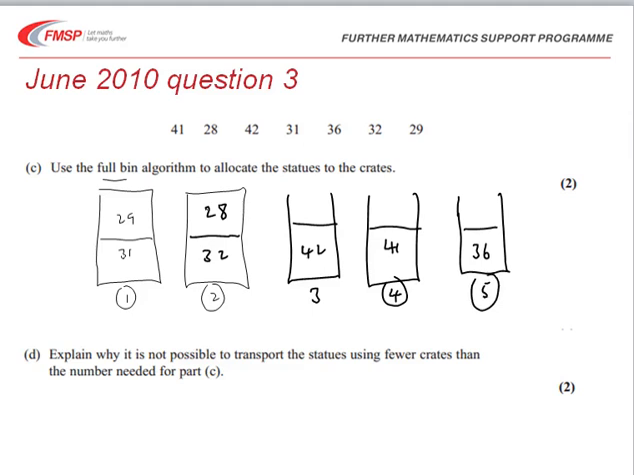So it says, explain why it is not possible to transport the statues using fewer crates than the number needed. Well, if we look at the numbers, there are 5 of the statues with weights which are greater than 30. So each of those is going to take up at least half of our crate, and therefore we need at least 5 crates.